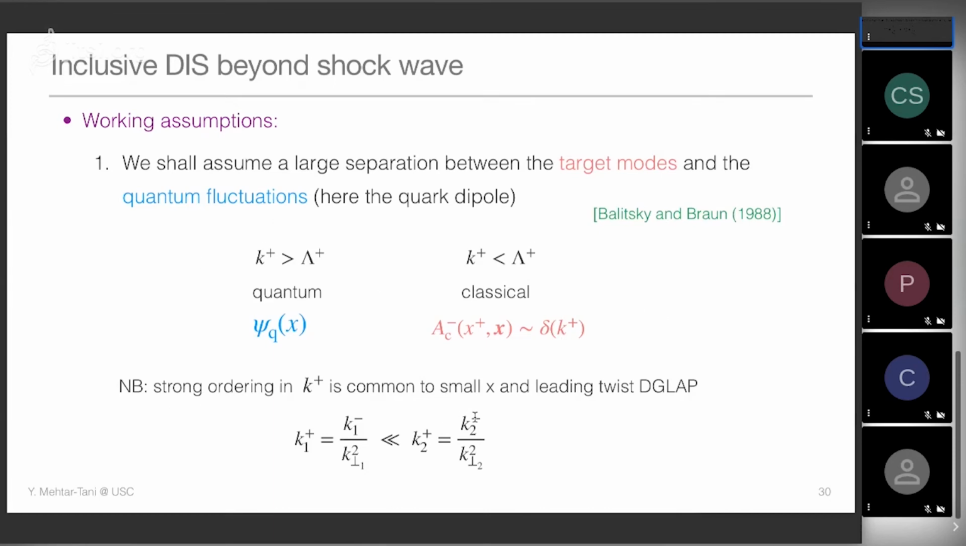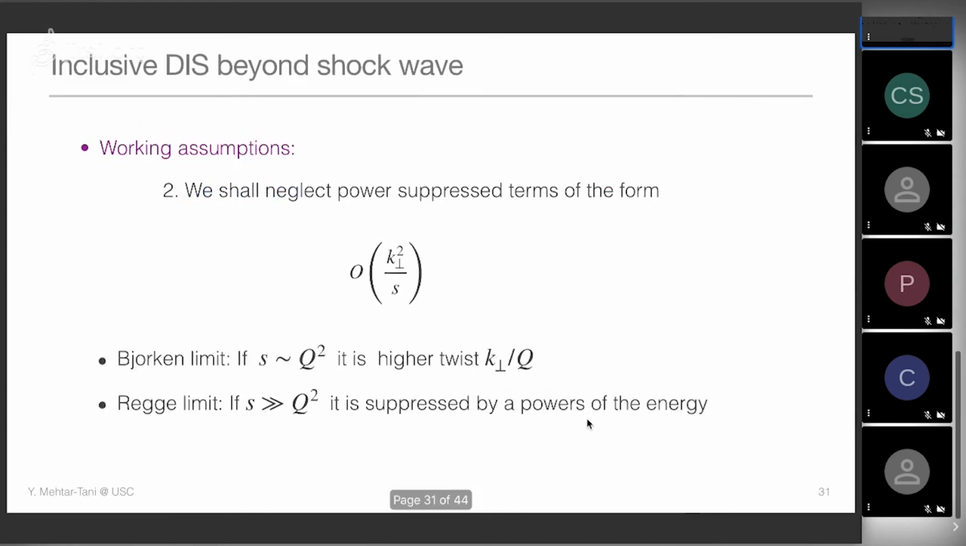This is simply another statement of this separation of scales. So again, strong ordering in k plus, because we know that this is common to small x and leading to DGLAP. All right, this is again saying what I just said, that we work in the approximation where k perp is much smaller than s. This encompasses both limits. When s is of order Q squared, this is the Bjorken limit. You have higher twists which are suppressed like kt over Q, and we want to neglect this because we want to work at leading twist in the Bjorken limit. And in the Regge limit, this is suppressed by powers of the energy.